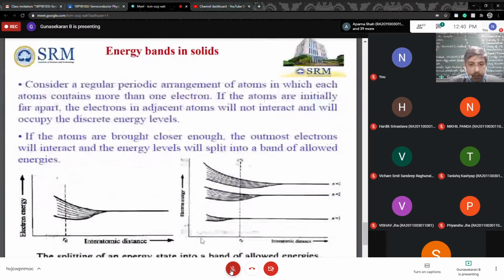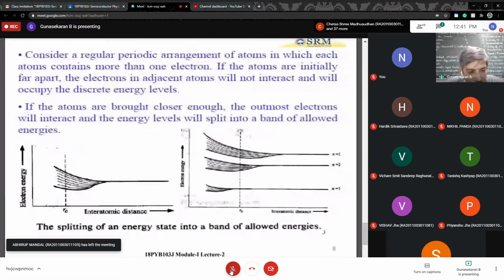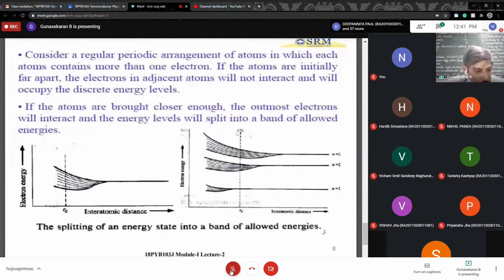See here in the diagram how the energy level is split. This is a normal case. This axis is the interatomic distance, and this is the electron energy. Now, if the distance decreases, the atoms come closer and closer. See the n equal to 1 level, there is no use because n equal to 1 is completely filled. That is the K shell, completely filled. I am telling this for the silicon example. So n equal to 1 is completely filled.